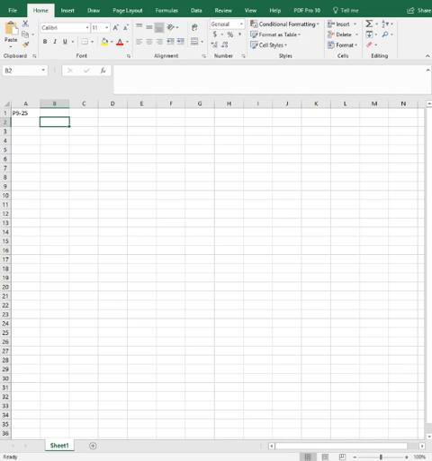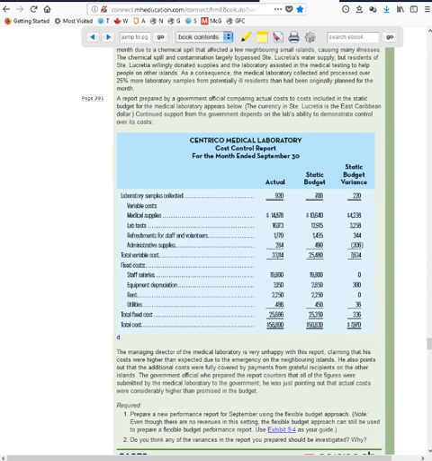The instructions that were given to us in the McGraw-Hill textbook, found on page 391 according to my e-book, tell us that we have a couple of things to do. The required says, first of all, prepare a new performance report for September using the flexible budget approach.